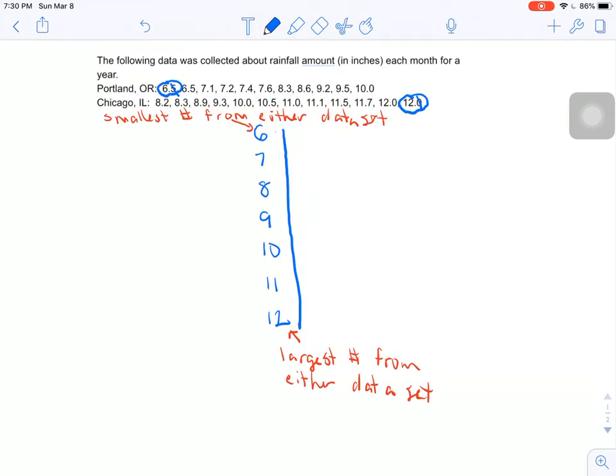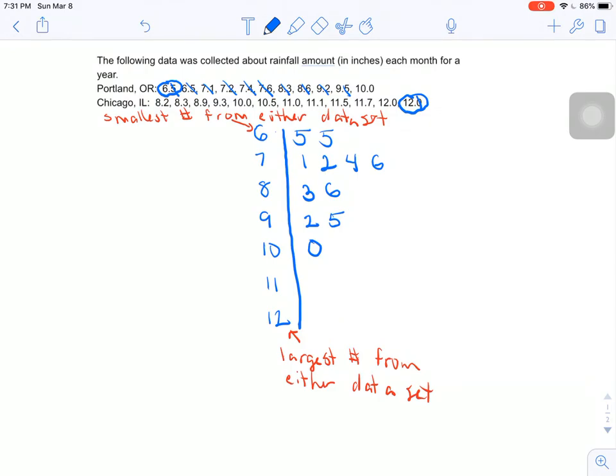And we're going to start putting the data in it. So 6.5 is going to be a 6 and a 5, another 6.5, and then we're just going to go through 7.1, 7.2, 7.4, 7.6, and now I've got the 8 points, so 8.3 and 8.6, 9.2, 9.5, and then we've got a 10. So that's our Portland data.